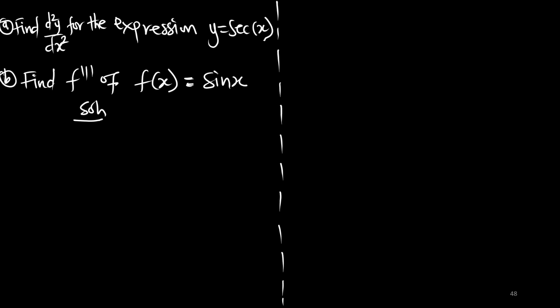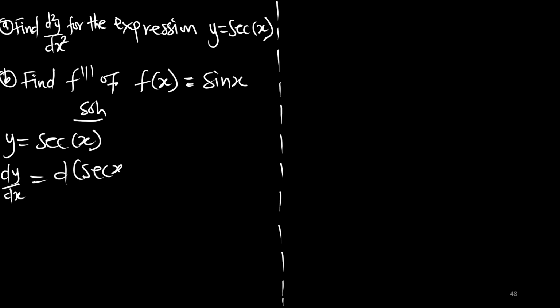So let's look at what we would do now. y is equal to sec of x. Applying the first derivative, that is going to be dy/dx, the derivative of sec x with respect to x. The derivative of sec x is a direct one, which we know to be sec x tan x. So this is the first derivative of sec x.